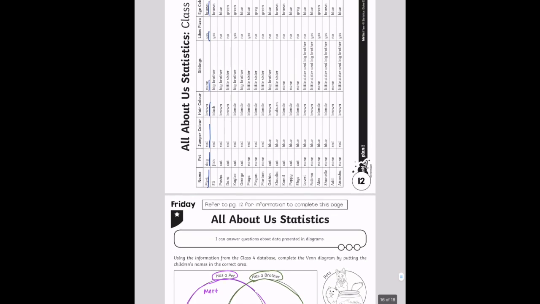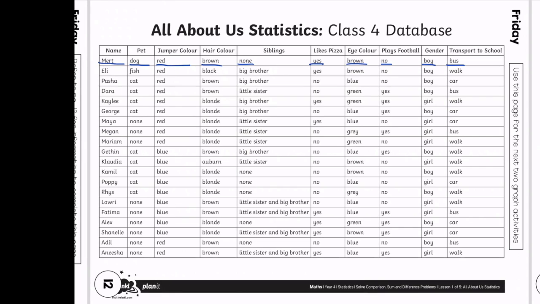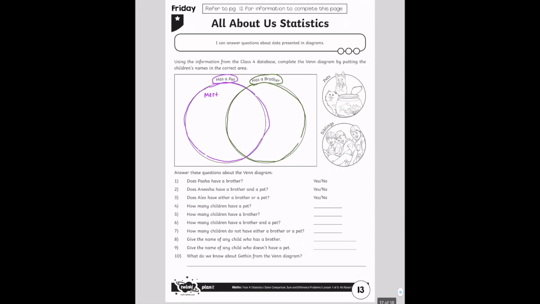Okay, next we have Eli. Eli has a pet, he has a pet fish, and he also has a sibling. He has a big brother. So where would Eli go? Eli would go right in the middle because he has both a pet and a brother, right? Okay, so plot the rest of the names on the graph. And then you're going to be able to answer these questions by looking at the graph you finished.